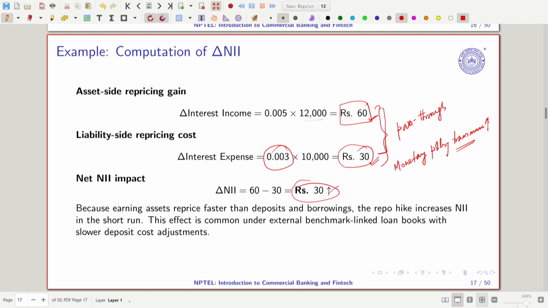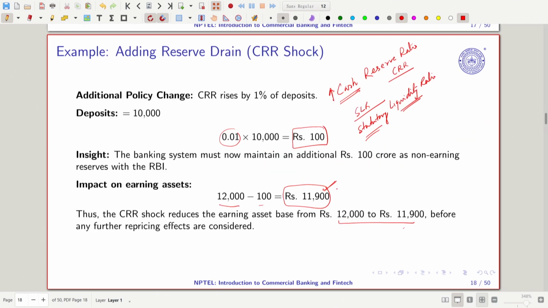But what RBI does is revise the cash reserve ratio. So the cash reserve ratio has now gone up, and the money meant for lending will come down. So this is what we are getting: 12,000 minus 100, so we have 11,900. But deposits will remain the same, because depositors are keeping them.